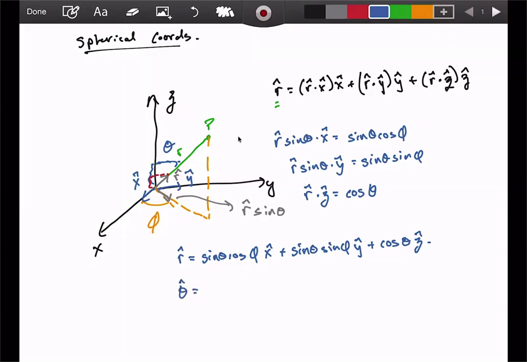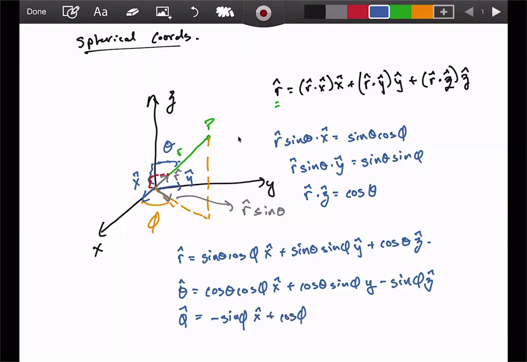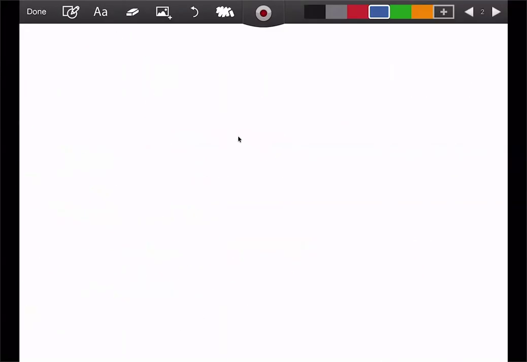So we should find that our theta direction is going to be equal to cosine of theta cosine of phi in the x hat direction, plus cosine of theta sine of phi in the y hat direction, minus sine of theta in the z hat direction. And then finally, our phi direction will just be equal to minus sine of phi in the x hat direction, plus cosine of phi in the y hat direction. Fantastic. So now we have all those things.